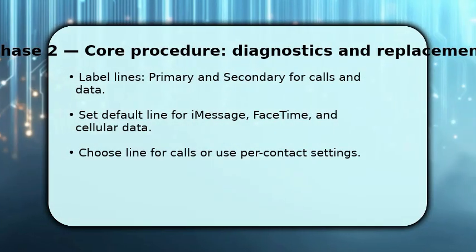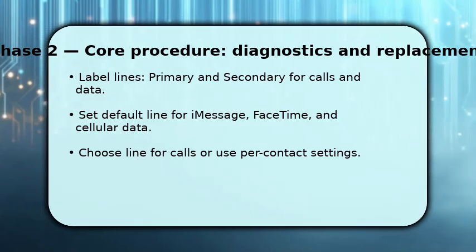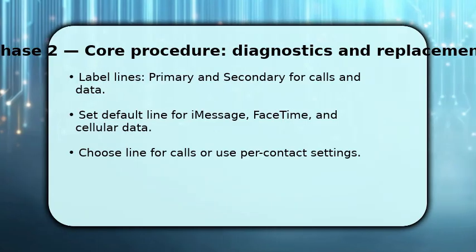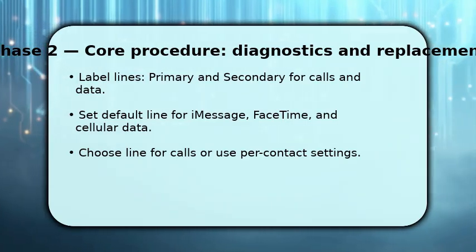Once the eSIM is installed, you configure how both lines work together. This is critical. Go to Settings Cellular and assign labels like primary and secondary. This helps apps and contacts know which line to use.